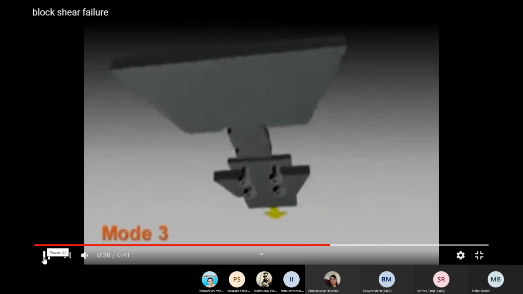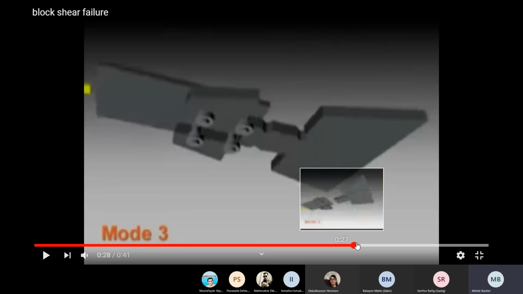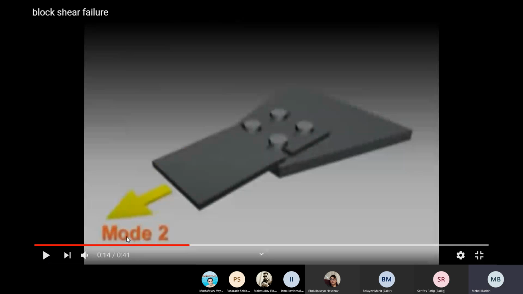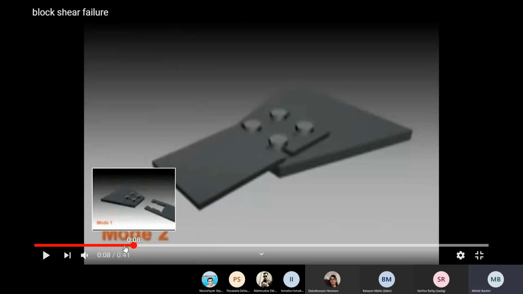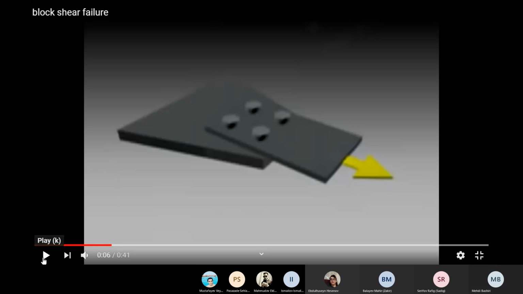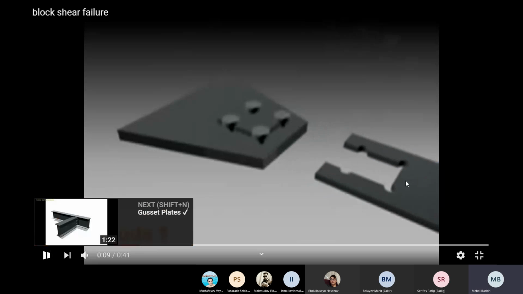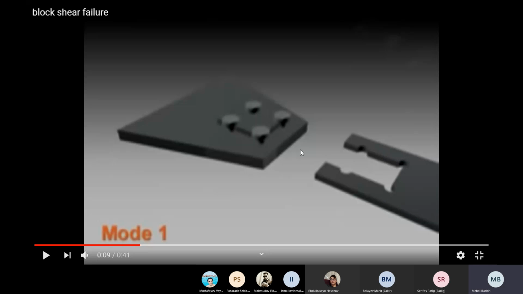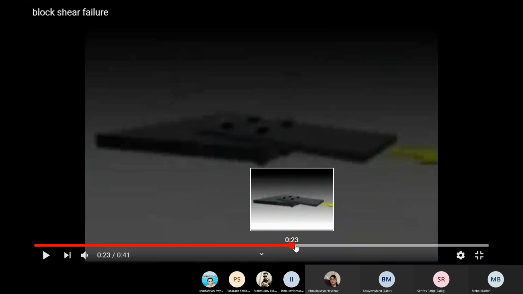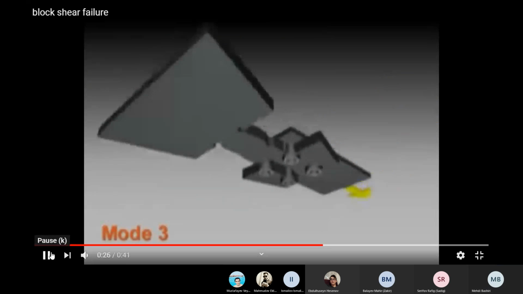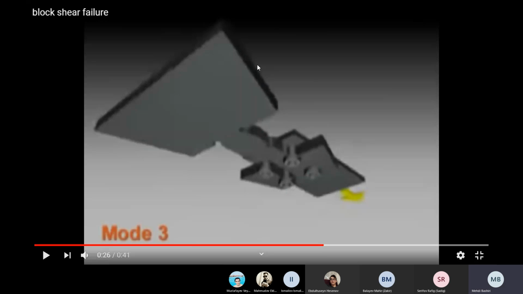Mode 3. The difference between mode 3 and mode 1 is that in this mode, the connected plate, I mean the top plate, is ripped off, and the bottom plate remains intact. So there is no failure in the bottom plate. But in mode 3, you can see that the top plate is okay, but the failure is inside the bottom plate.